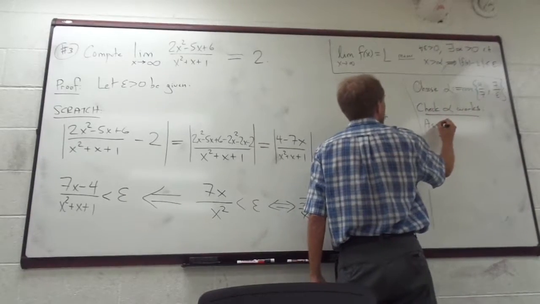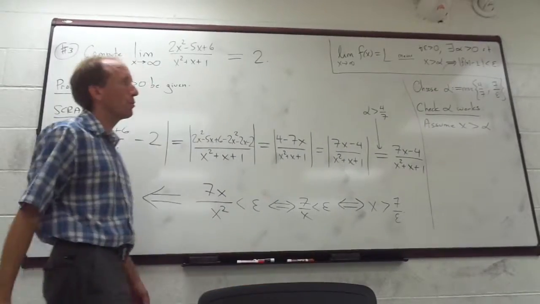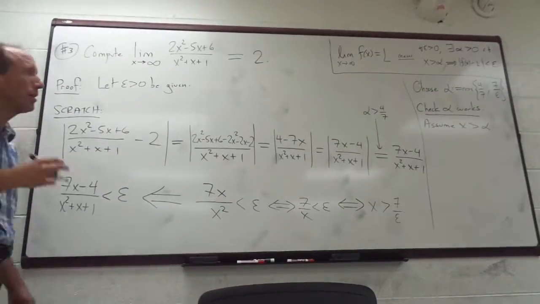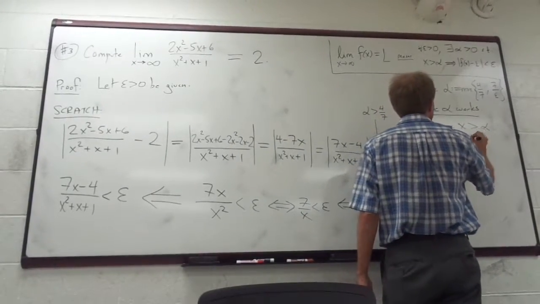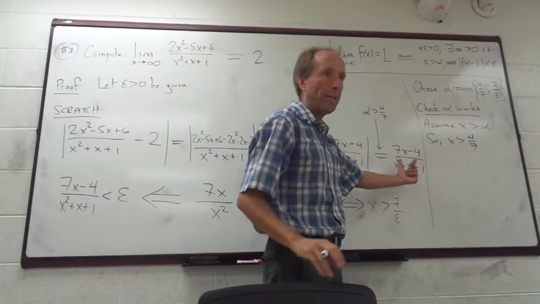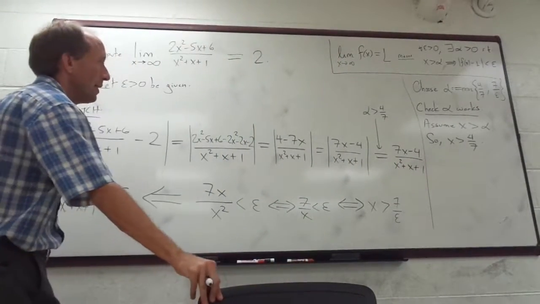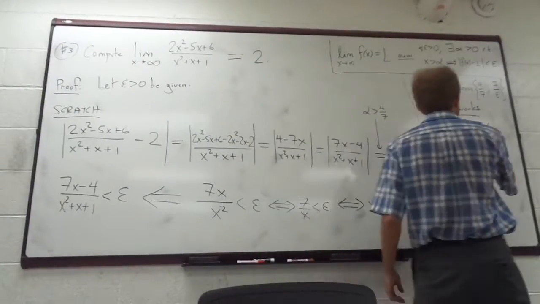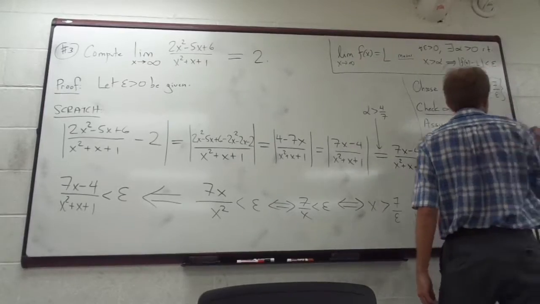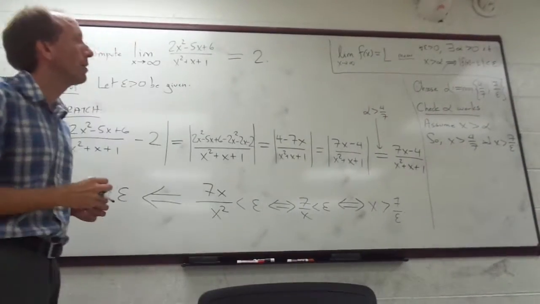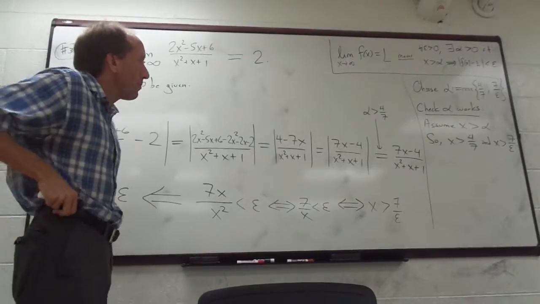So I'm going to assume that x is greater than alpha, and I'm going to show that absolute value of f of x minus L is less than epsilon. Well, if x is greater than alpha, then of course that means that x is greater than 4/7. So that was the point. This inequality here will hold as long as that's the case. And x is also greater than 7 over epsilon. Both of those things are true, because alpha was the max of those two expressions.